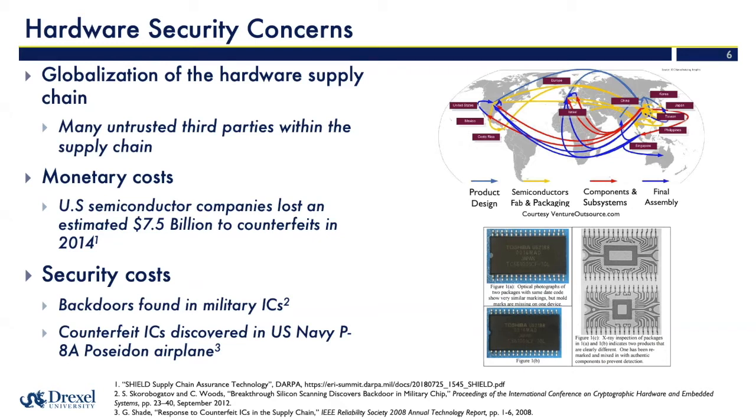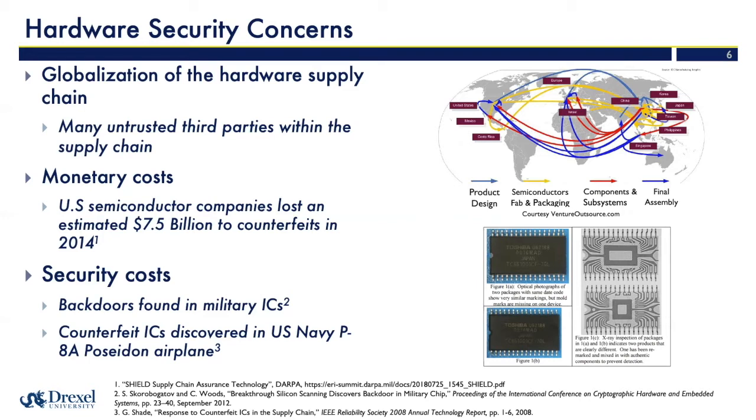So first and foremost, this causes monetary costs. There's an estimated $7.5 billion lost to counterfeits in 2014. And maybe more importantly, there are security costs. We've already seen backdoors in military ICs and have seen counterfeit ICs discovered in US Navy planes.